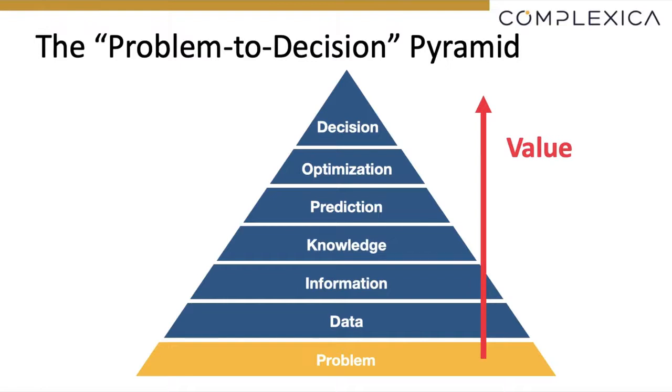The bottom of the pyramid is the problem itself, and is probably the most important layer, because if we don't know what problem we're solving or addressing, then the rest of the layers don't make any sense. We don't know what data to collect, we don't know what to report on, we don't know what kind of exploratory analysis to do to discover knowledge, and so on.